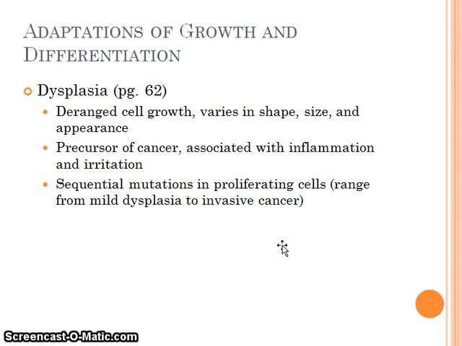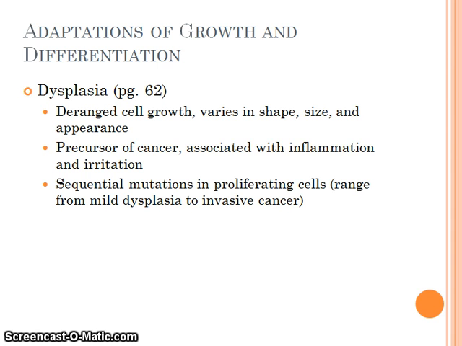Dysplasia is where we have deranged cell growth. So this is where anything goes. They're not growing the right shape, size, appearance. Nothing is normal about the cell. This is a big warning or precursor of cancer. It's often associated with inflammation and irritation.